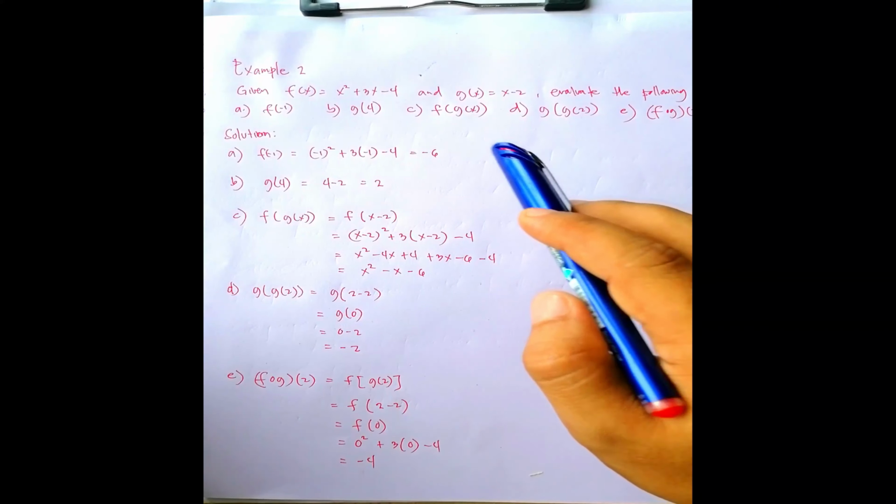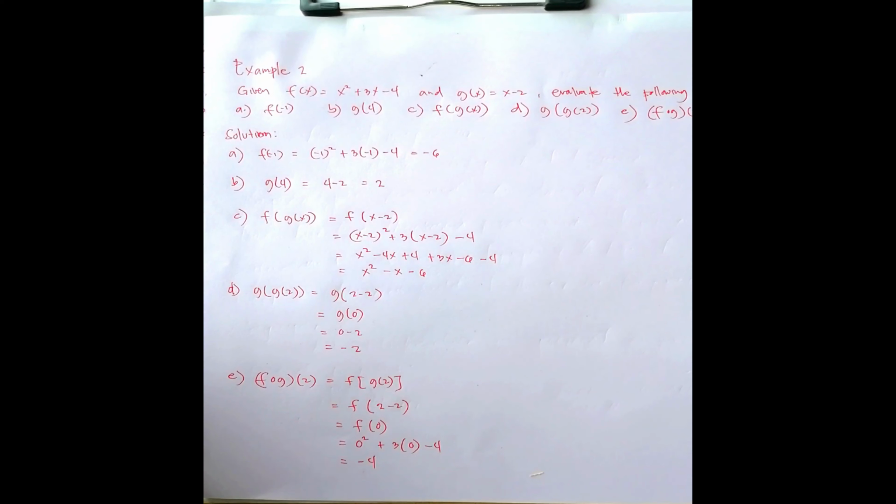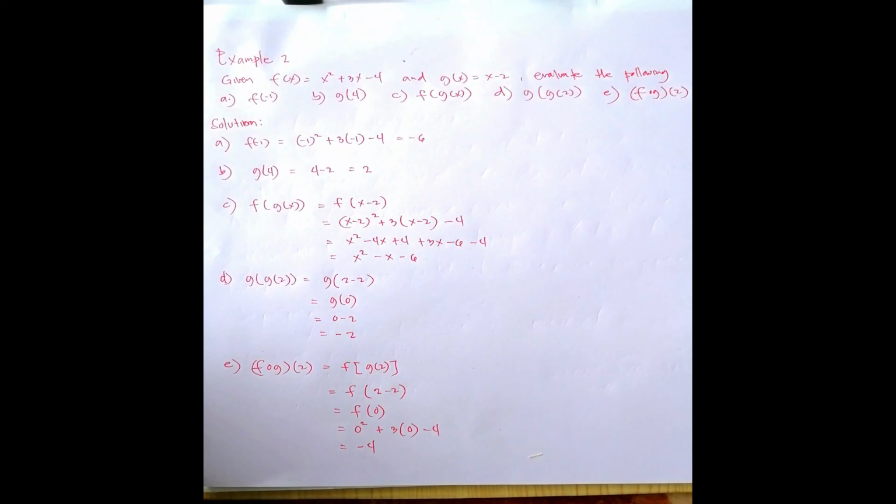For example, number 2, given the function f of x equals x squared plus 3x minus 4 and g of x equals x minus 2, evaluate the following. Letter A, f of negative 1. Letter B, g of 4. Letter C, f of g of x. Letter D, g of 2. And letter E, f circle g of 2.